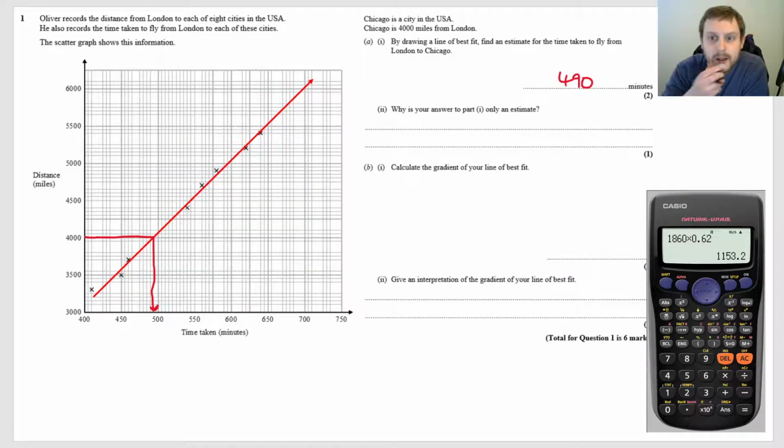Okay, great. So why is it only an estimate? It's only an estimate because we don't have the actual bit of data. What this is called interpolation. I'm just going to see what word it says.